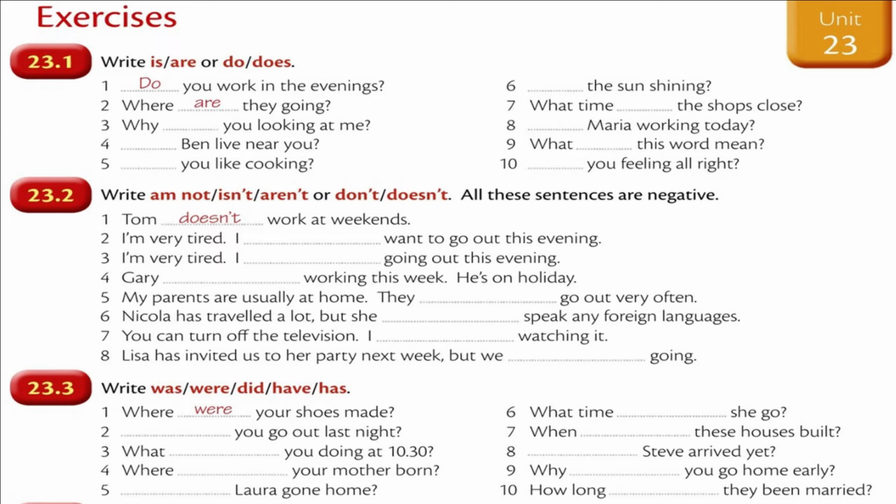Now it's time for exercises. 23.1. Write is, are, do, or does. Number 1. Do you work in the evenings? Number 2. Where are they going? Number 3. Why are you looking at me? Number 4. Does Ben live near you? Number 5. Do you like cooking?